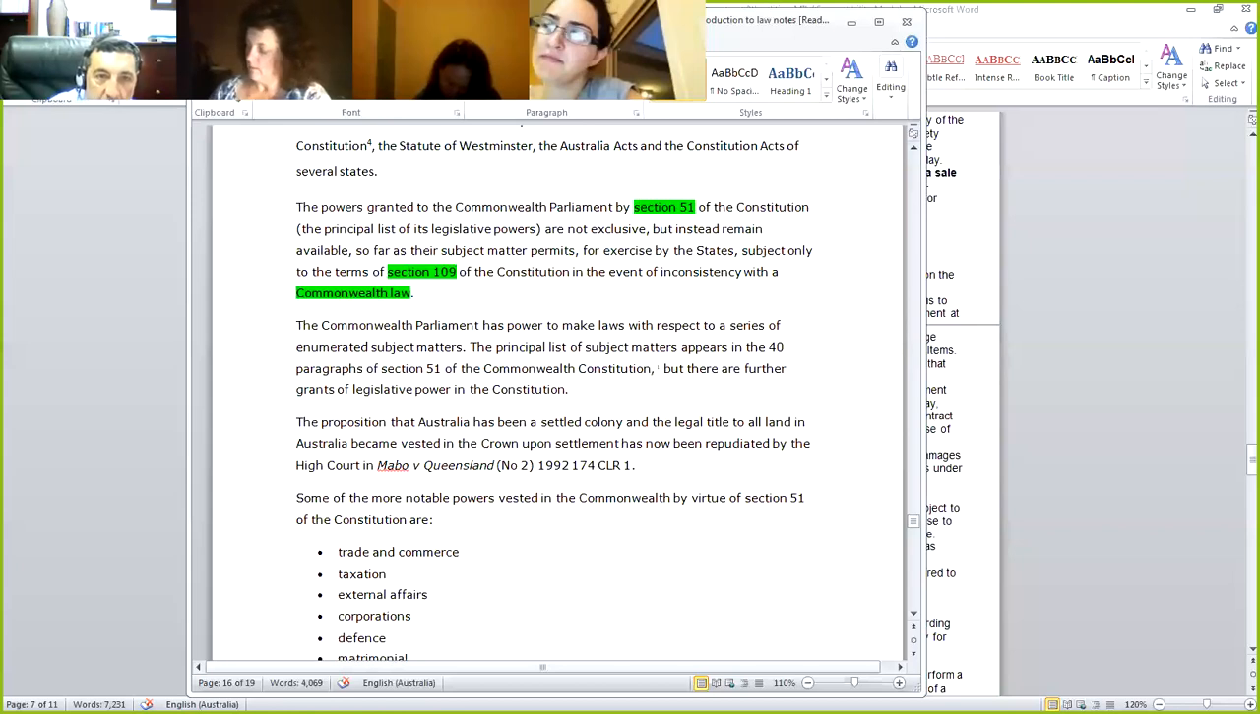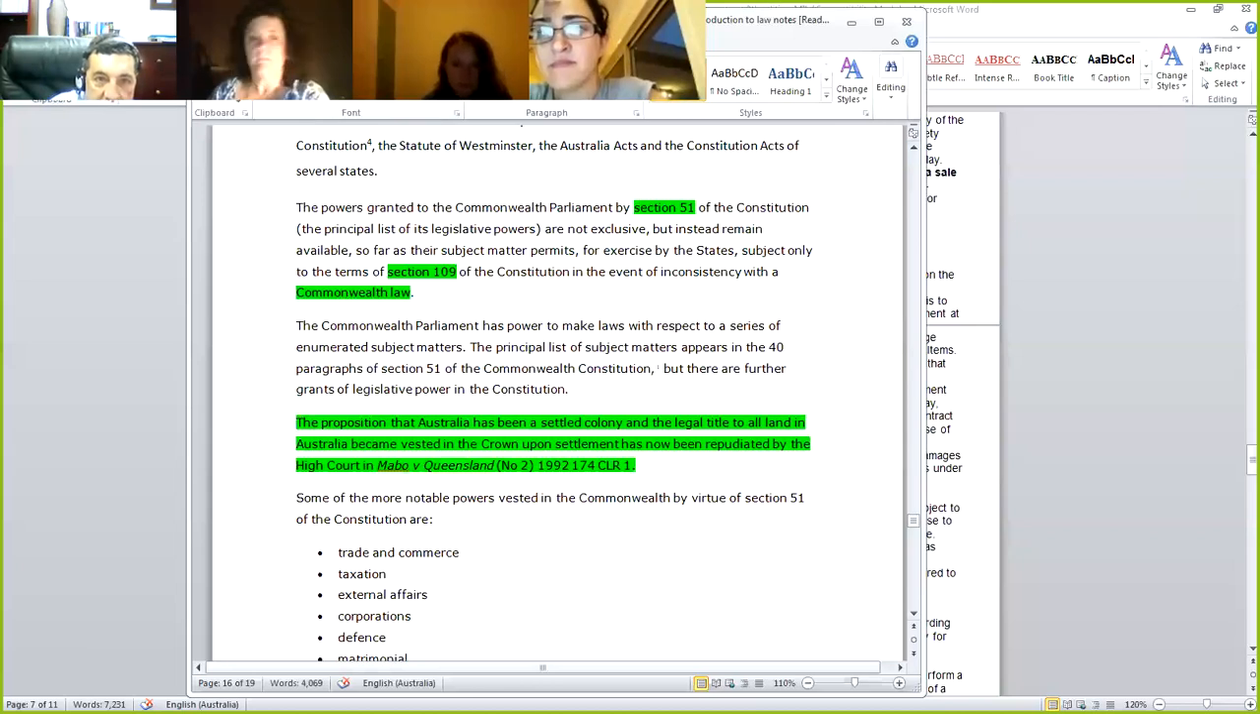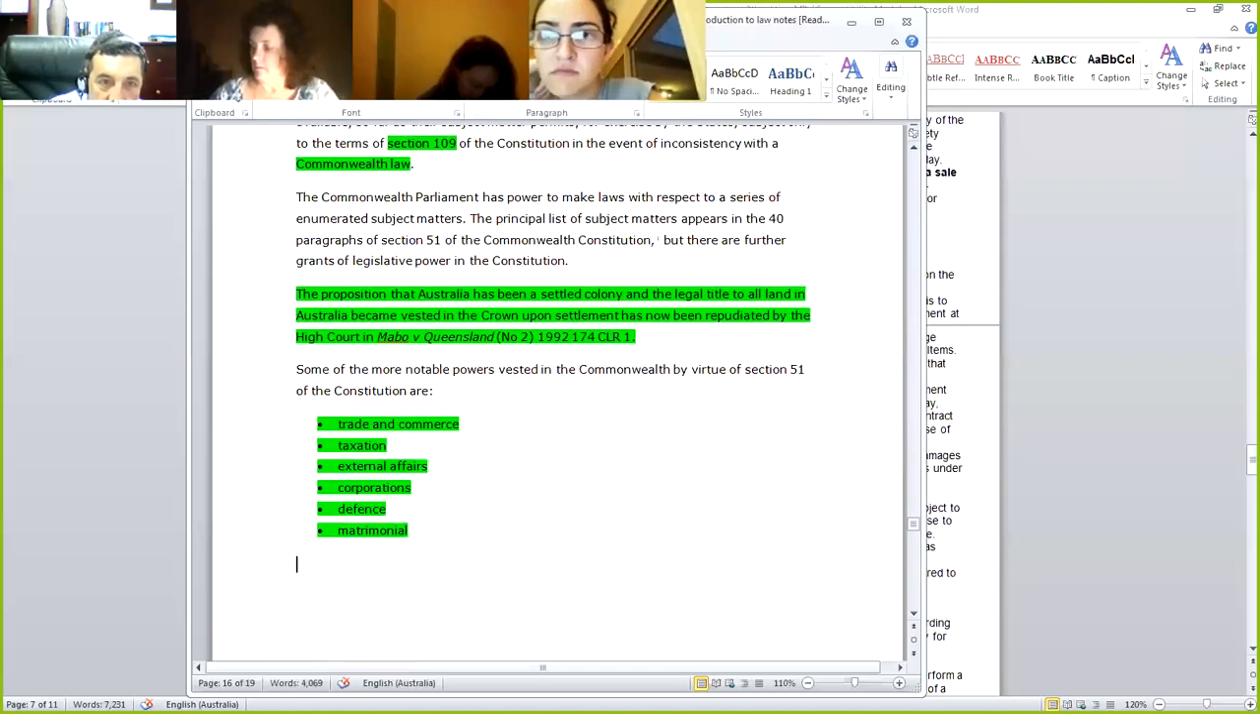Now, we talked early on in the course about the Mabo decision, and you'll see that that has constitutional ramifications. And I'll read: the proposition that Australia had been a settled colony and that legal title to all land in Australia became vested in the Crown upon settlement was repudiated by the High Court in Mabo. And just to round off, there are some of the more notable powers in Section 51 of the Constitution. Powers to make laws in relation to trade and commerce, taxation, external affairs, corporations, defence and matrimonial.